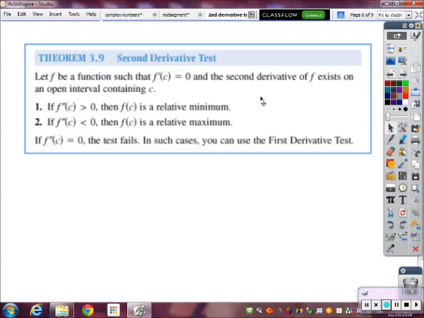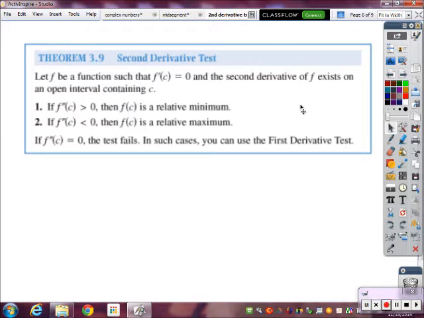The second derivative test states: let f be a function such that f prime of c equals 0, and the second derivative of f exists on an open interval containing c. If f double prime of c is greater than 0, then f of c is a relative minimum. If f double prime of c is less than 0, then f of c is a relative maximum. If f double prime of c equals 0, the test fails. In such cases, you can use the first derivative test.